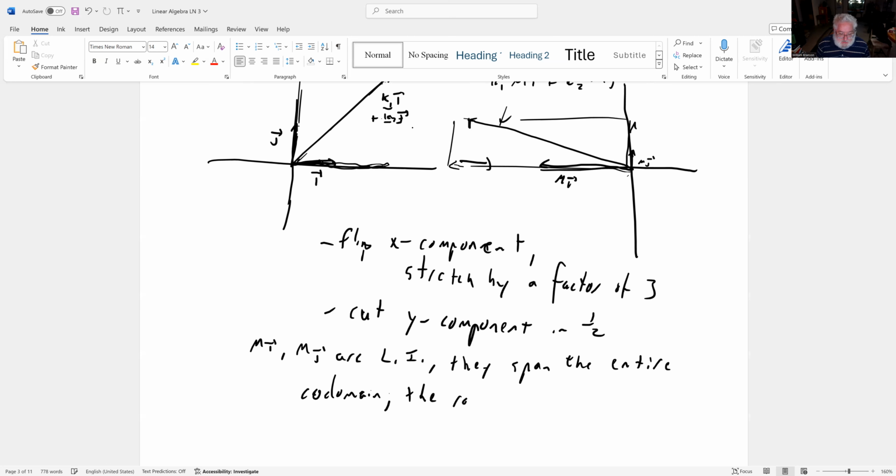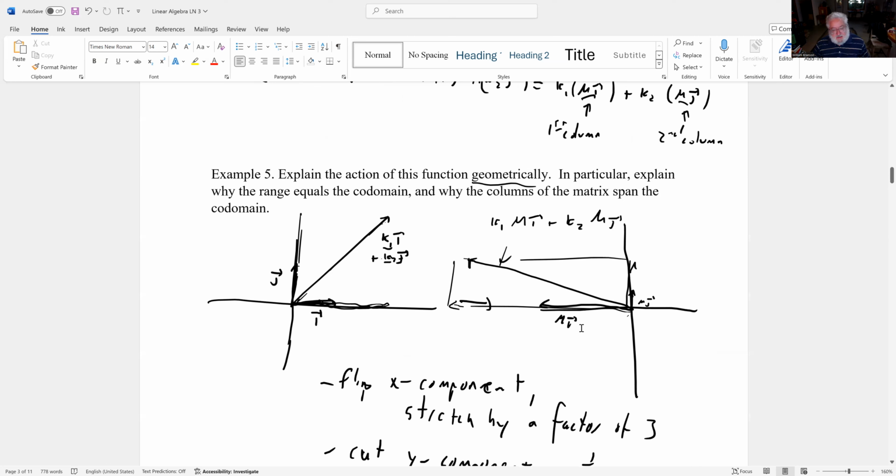and the range is the span of those 2, because every vector in the range is a linear combination of these 2 things. So what we've got is a function that takes the plane to the plane, takes every vector, flips it over the y-axis, stretches out its x component, shrinks its y component.